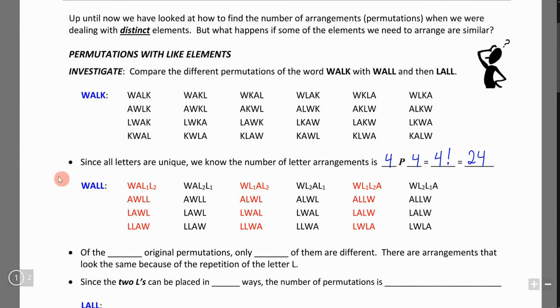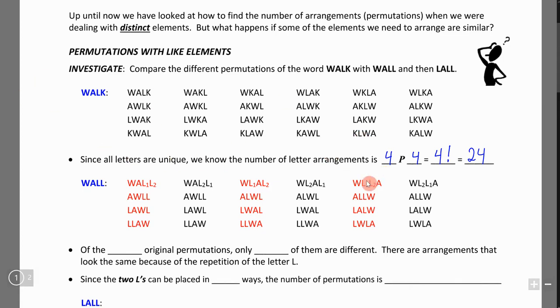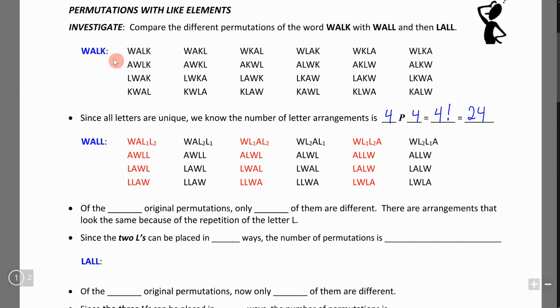Remember, these are all unique letters, so we have a unique number of arrangements. Now, what if instead of the word WALK, we did the word WALL? Here are all the arrangements of the word WALL, but to do it this way, you have to treat the two letters L and L as distinct letters. That's why we denote them L1 and L2, just to show that we have 24 permutations.